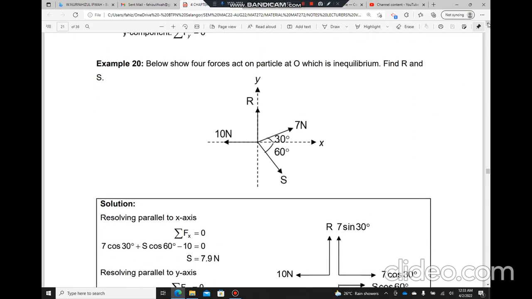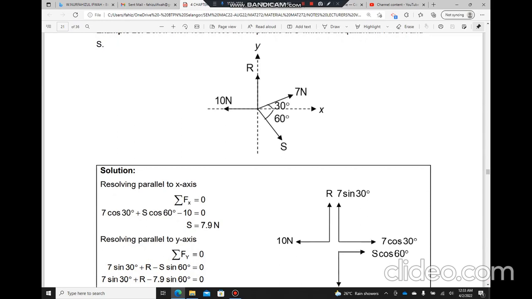Okay, so nak lebih faham, we consider example 20. Okay, below show 4 forces act on particle at O which is in equilibrium. Find R and S. Okay, so kat sini dia kata kita ada 4 force which is R, 10 Newton, 7 Newton and S. Okay, dia suruh cari R and S. Okay, so kita tahu kita akan jadikan dia X component equals to 0 and Y component equals to 0. Okay, so first sama juga, maksudnya kita based on X and Y.